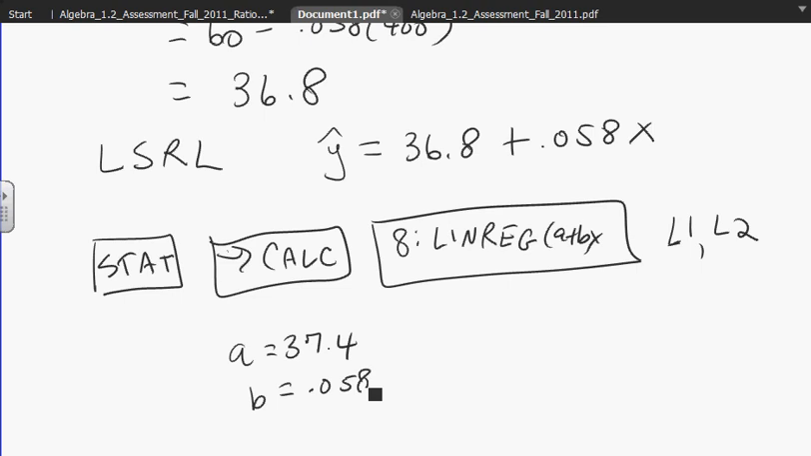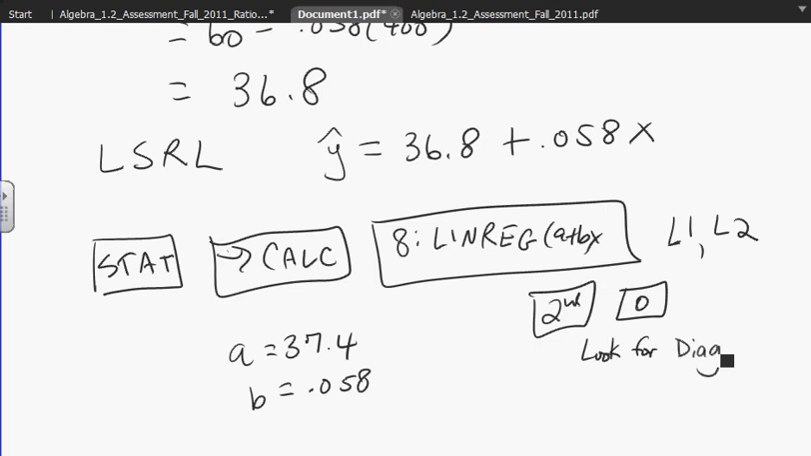And do you see R on your output? To set your calculator to get R, you go second, catalog. So that's second 0. Then you look for a word called diagnostics on. Arrow down until you get to the D's, and I think it's diagnostic on. That's the one you want to hit enter for.